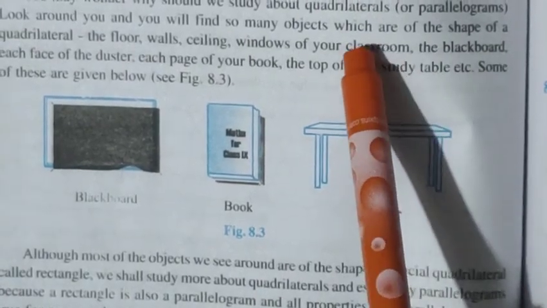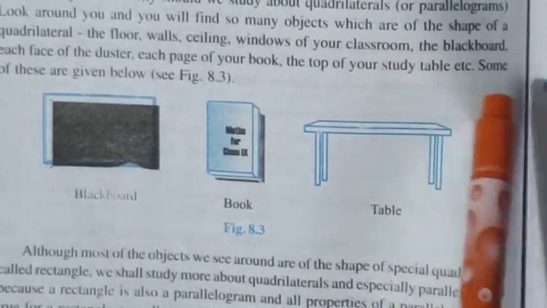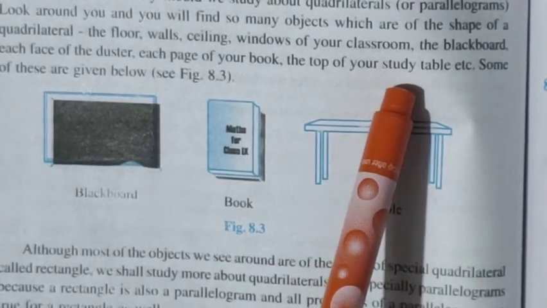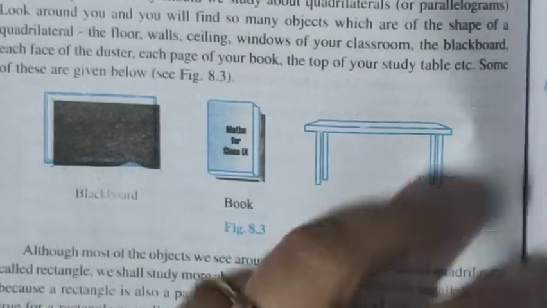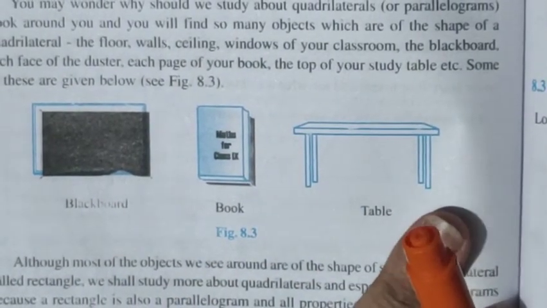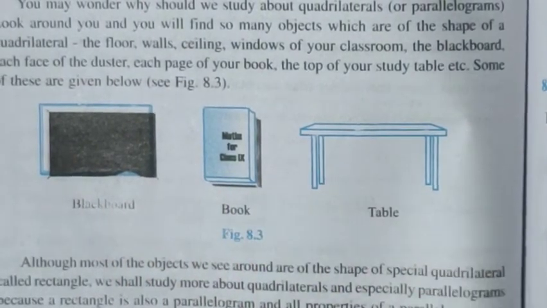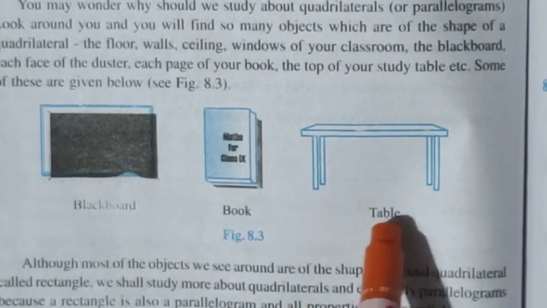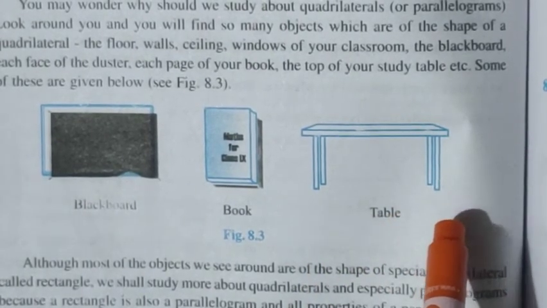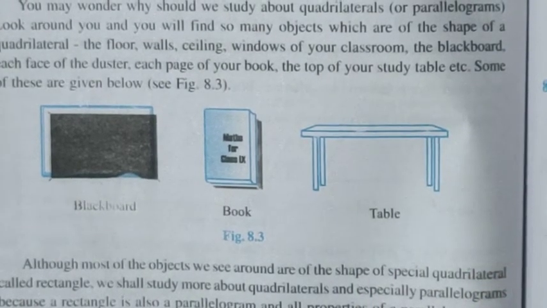Why do we study quadrilaterals? Look around you and you will find so many objects which are of the shape of a quadrilateral: the floor, the walls, ceilings, windows of your classroom, the blackboards, each face of the duster, each page of the book, the top of your study table. Some of the figures are given below also. All these objects are the shape of a quadrilateral. In this chapter we are going to study more about quadrilaterals and especially parallelograms.